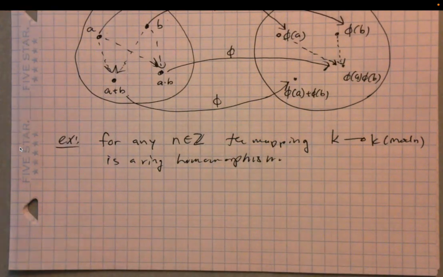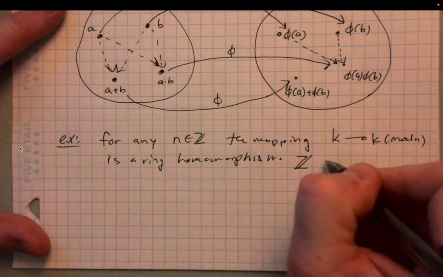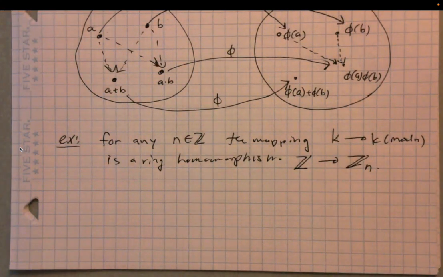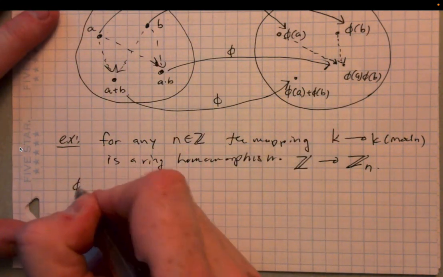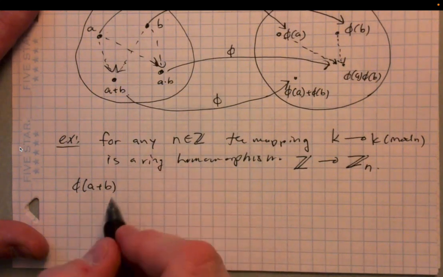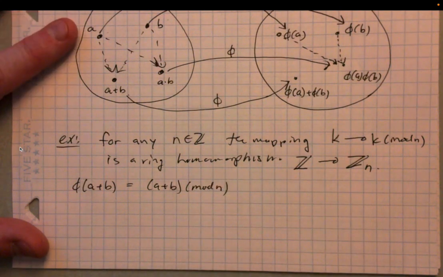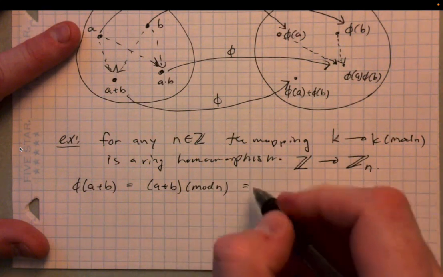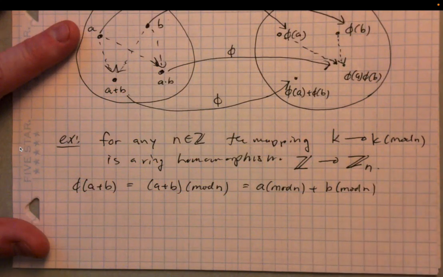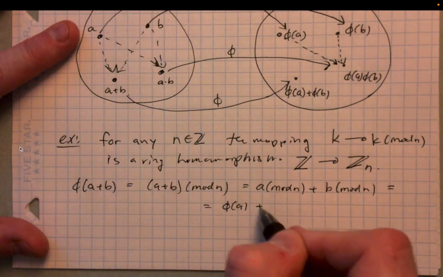Okay, and it's specifically a ring homomorphism from the integers to the integers mod n. We can show this by just considering phi of a plus b. So let a and b be any integers. Then phi of a plus b is going to be a plus b mod n. And we know that this is the same as a mod n plus b mod n, right? And so then, of course, that is just phi of a plus phi of b.